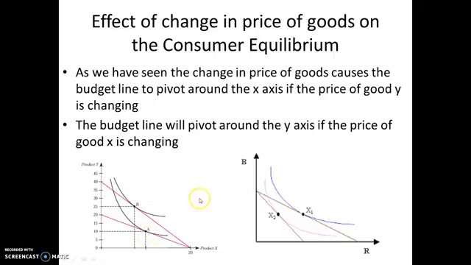Similarly, if there is a change in the price of commodity X, the budget line would pivot outwards and he would now be able to afford more of good X, and he might also increase his consumption of good Y. So the consumer equilibrium is going to be affected by the change in the money income of the consumer and the change in the price of the commodities X and Y.